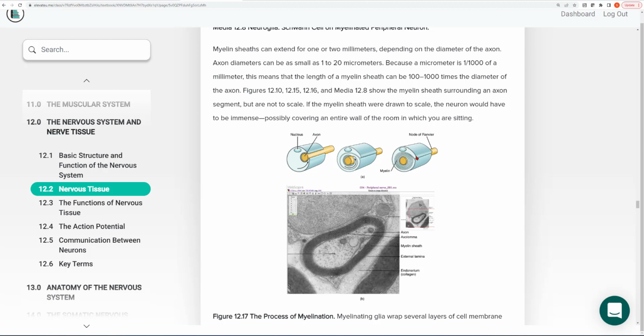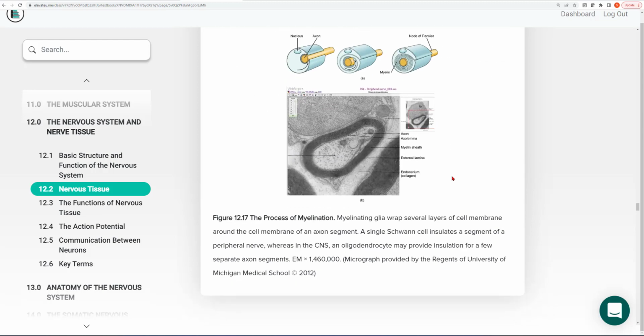And here is the axon. And the other name for the axon, remember, is a nerve fiber. So here's the fiber or the axon. We know if we're seeing Schwann cells that this is an axon of a peripheral nervous system neuron.